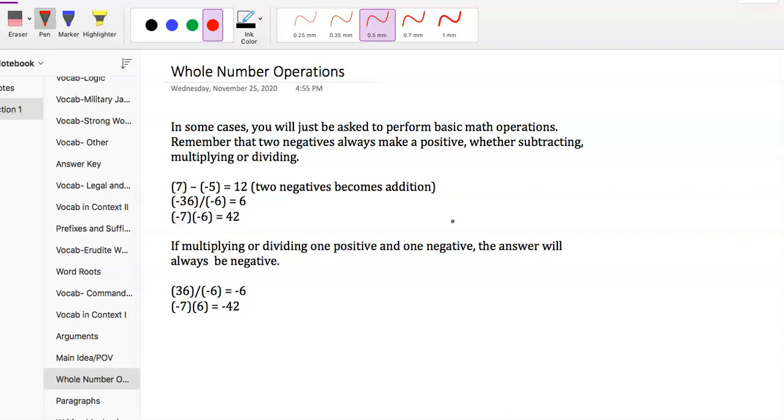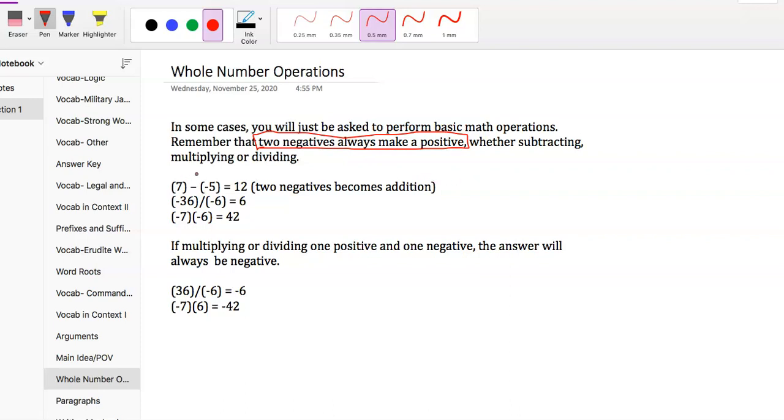All right, whole number operations. So we just got a couple of things to look at here. Right here we say two negatives always make a positive. That's an important concept to make sure that we know, and that's true whether we're subtracting, multiplying, or dividing. Okay, so let's look at a couple of these.